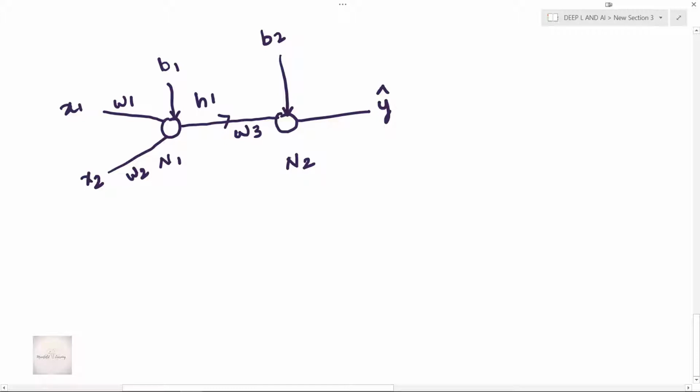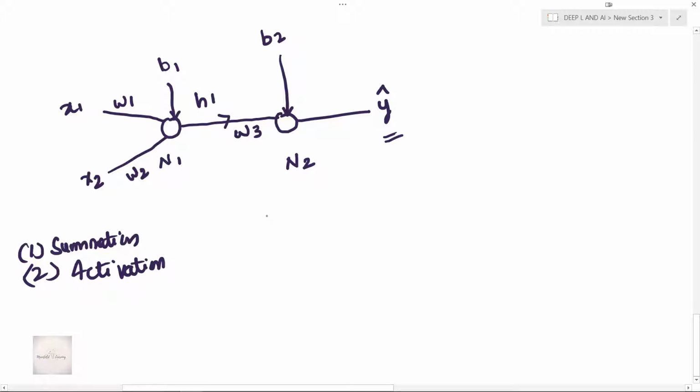Now, how will this Y hat be calculated? This is the question. Don't worry guys, the concept is very simple. It is just like what we have learned before. When data passes through the neurons, two things take place: summation and second is activation. First, let's find the output of H1.